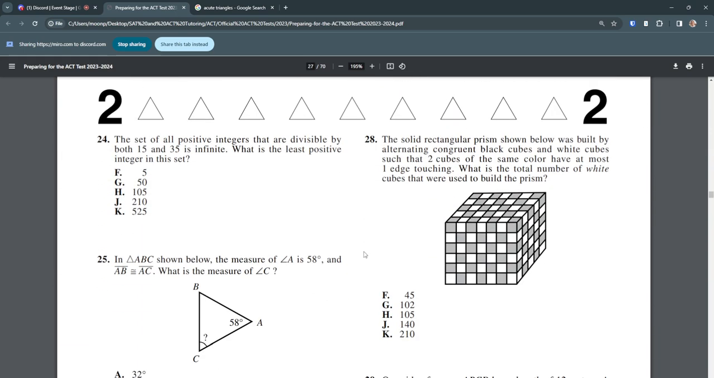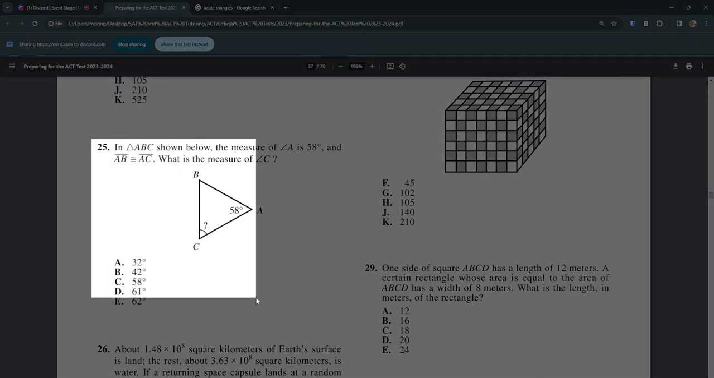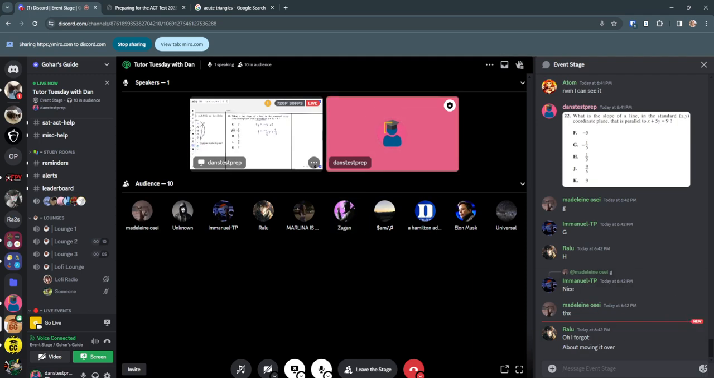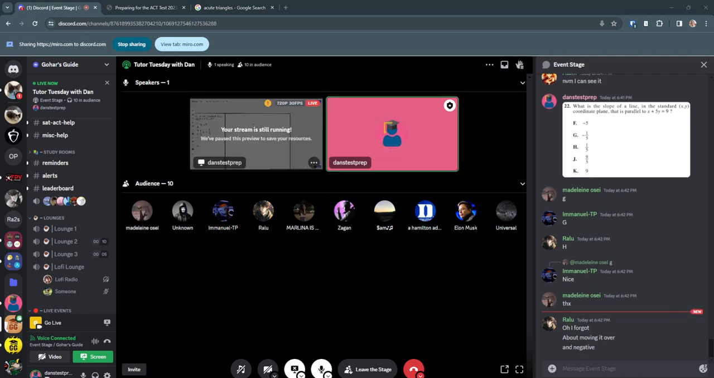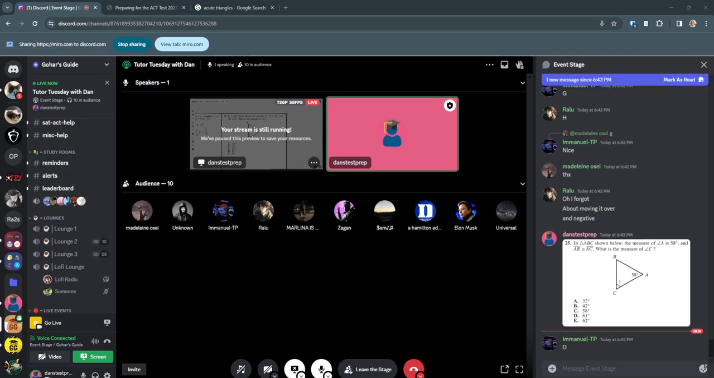Okay, let's see what other kinds of questions we have here. Here's another geometry problem I found. It also doesn't look too difficult given that we just covered number 21 here. But we have a triangle where the measure of angle A is 58 degrees and AB is congruent to AC. The side AB is the same as side AC. Well, guys, that would make this a special type of triangle, right? They didn't label it here, but this is an isosceles triangle.